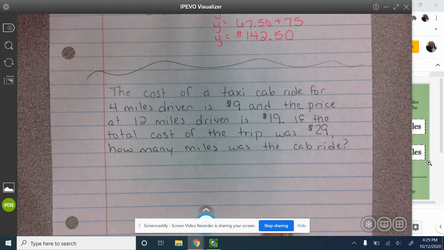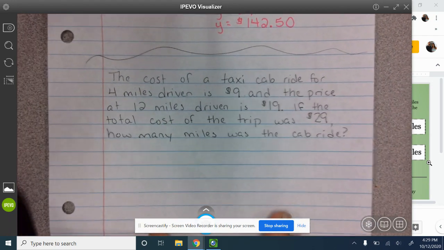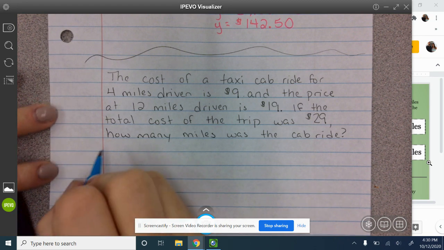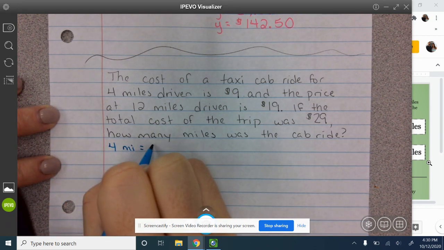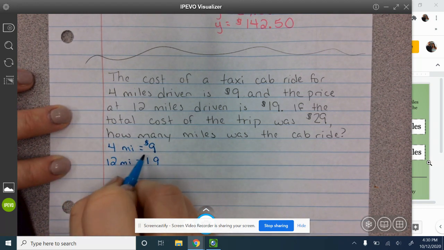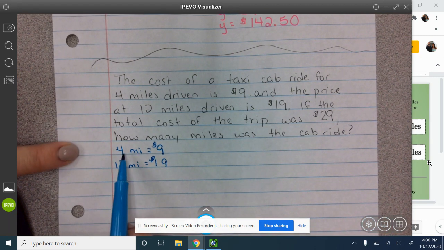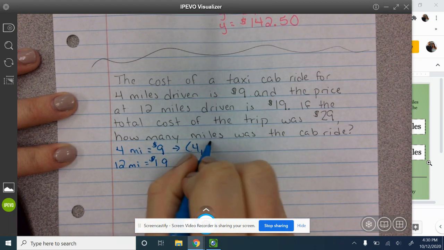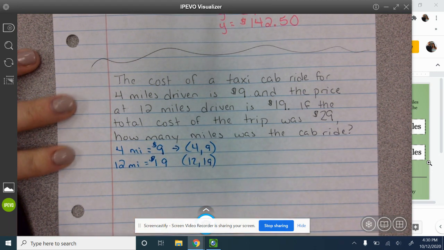Now the second question that we have on this one, on the same slide, is a little bit different. It says the cost of a taxi cab ride for 4 miles driven is $9, and the price at 12 miles driven is $19. If the total cost of the trip is $29, how many miles was the cab ride? Well, I know that 4 miles is $9. I know that 12 miles is $19. Your miles are your x values, your dollars are your y's. So (4, 9) and (12, 19) are my two ordered pairs.